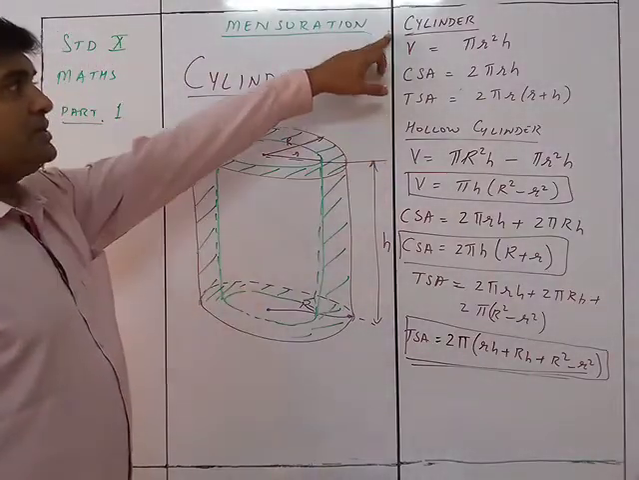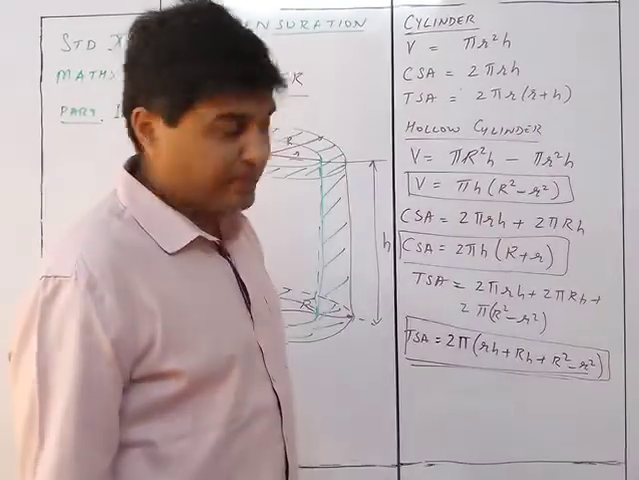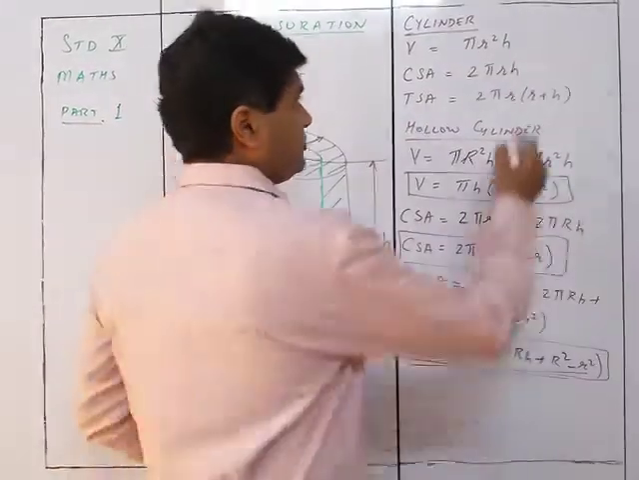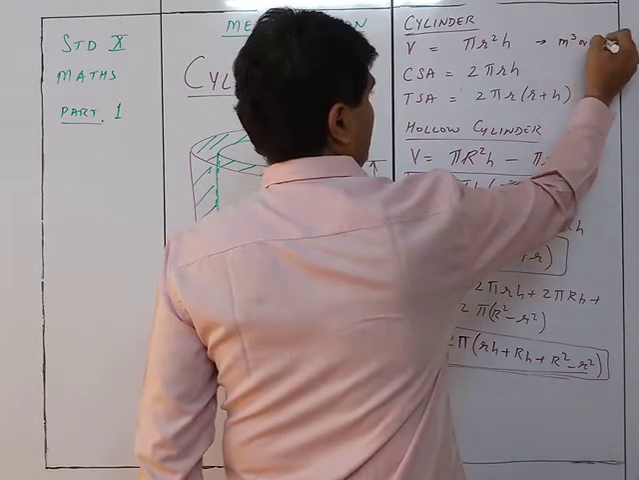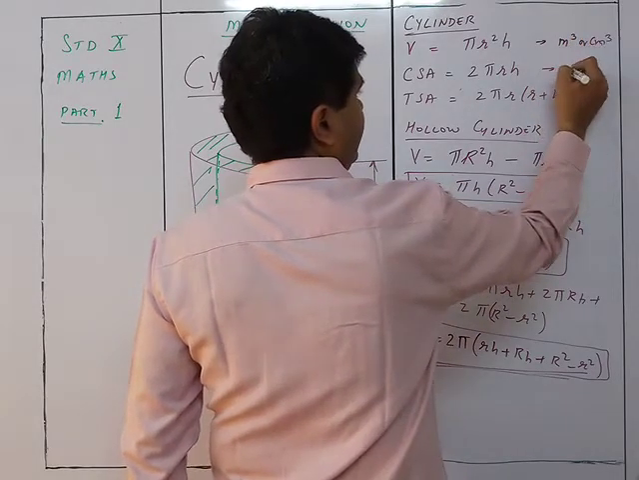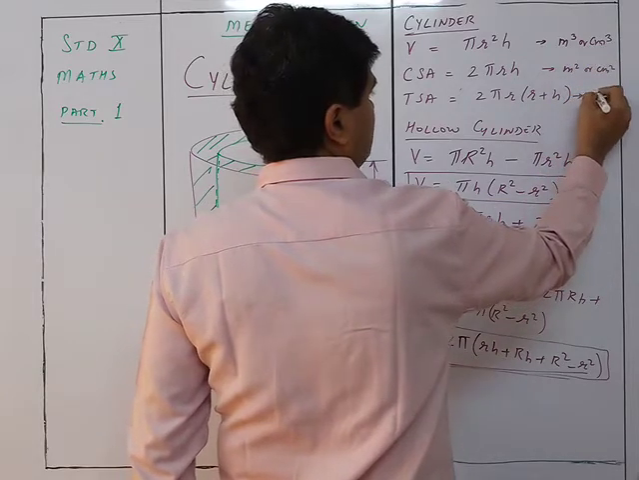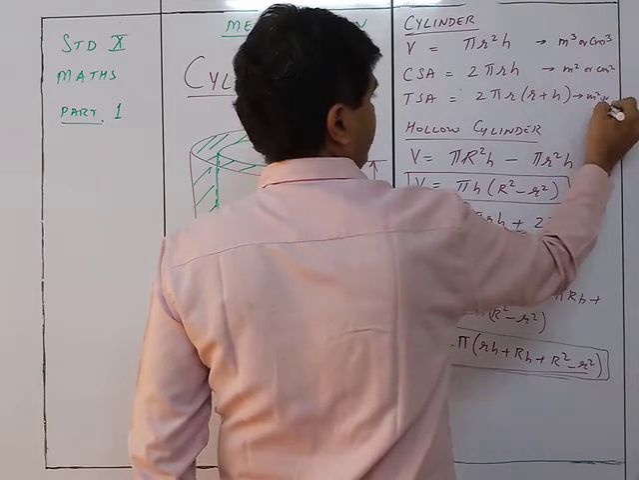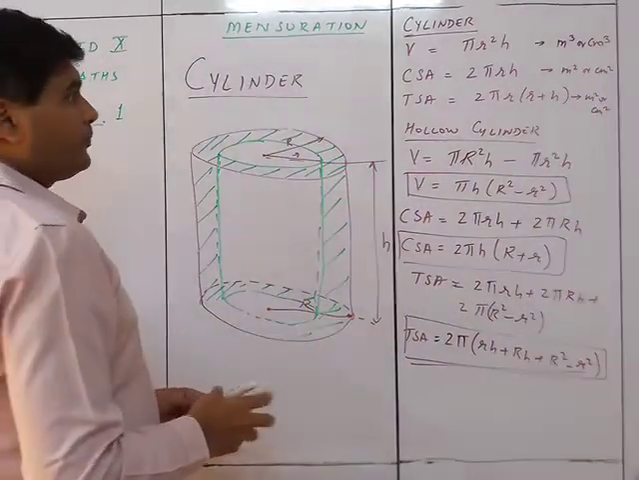Quickly go through it. Cylinder, volume, pi r square h. It is always measured in meter cube or centimeter cube. This is measured in meter square or centimeter square. Again, meter square or centimeter square. Same thing applies for volume and this also. I need not write that.